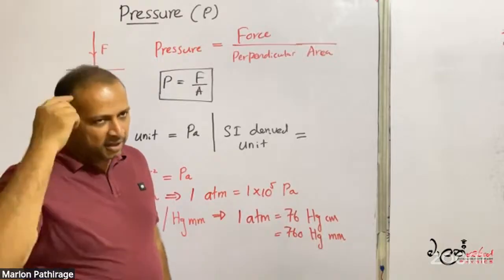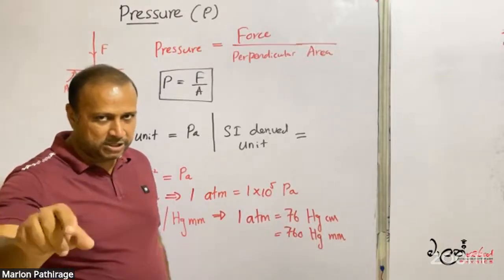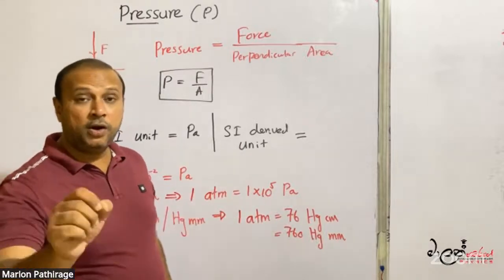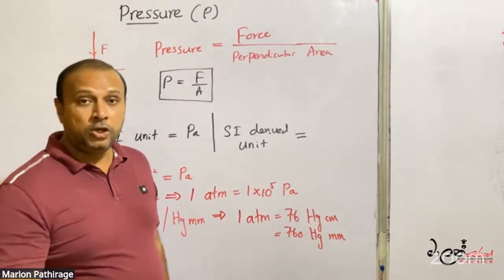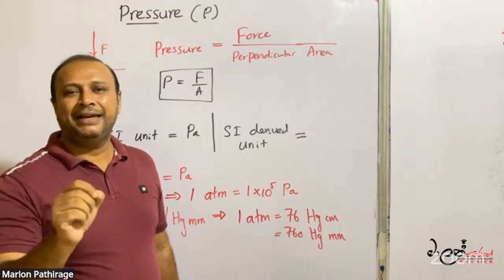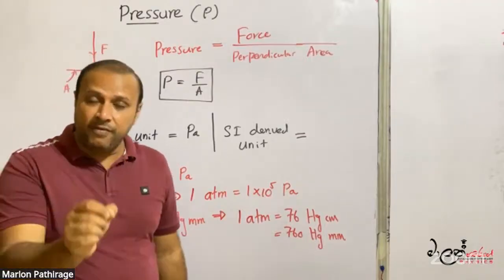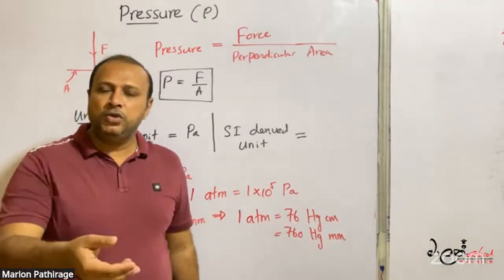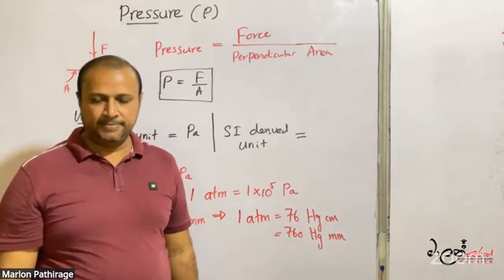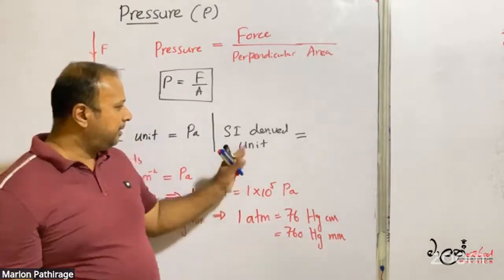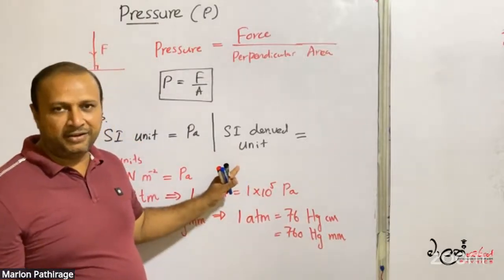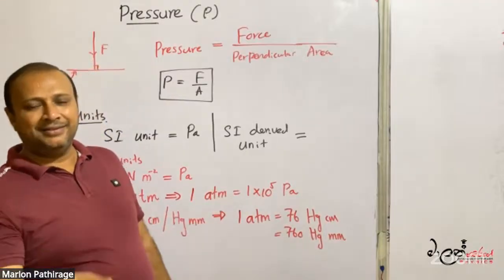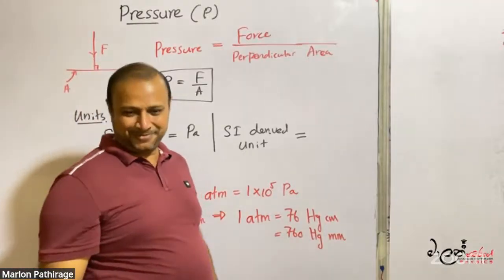If you don't remember, please mention that. SI derived unit means kilogram meter second format. You can easily obtain that unit using the dimension of this physical quantity. Or if you know the SI derived unit, you can determine the dimensions also.